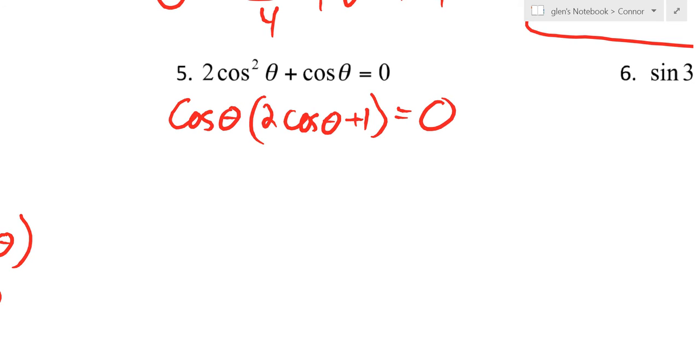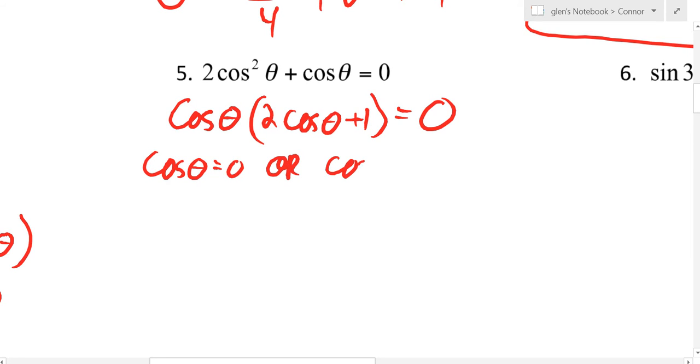Okay with this? Took out the cosine theta. Then one of them has to equal 0, because we're multiplying to get 0. So yeah, if this equaled a number on the other side here, we have to move the number over and then factor like a quadratic. So either cosine theta is 0, or 2 cosine theta plus 1 is 0, which means cosine theta would be -1/2.